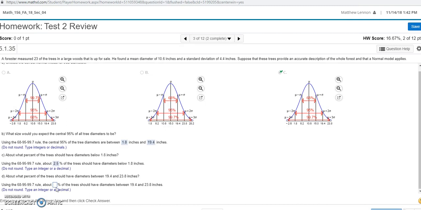All right, and then we want to know between 19.4 and 23.8. So 19.4 to 23.8, this is the 34 piece. Then the 13.5, and then down here 19.4 to 23.8, that's the second smallest piece, 2.35%. So that one's going to be 2.35.